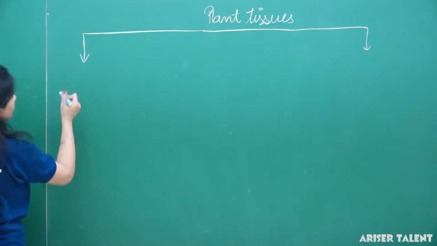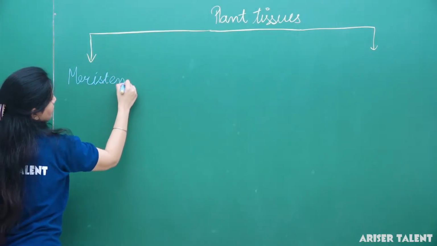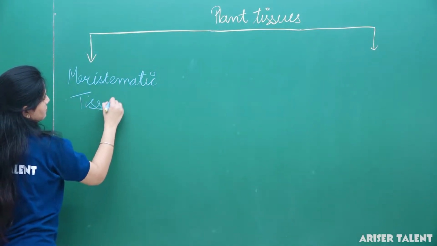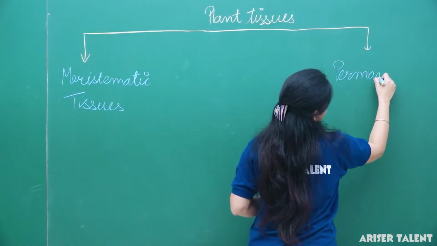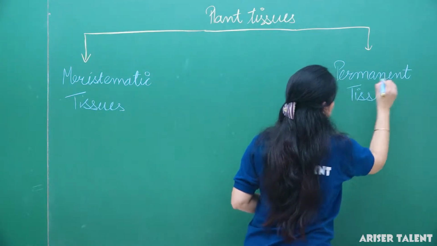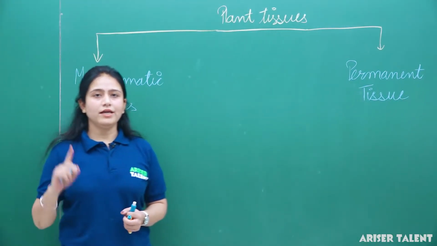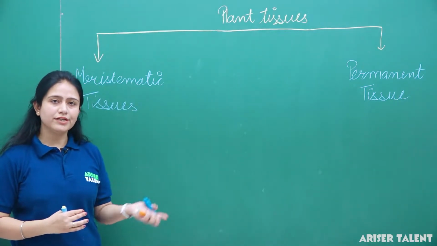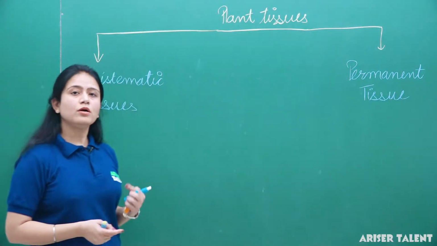They are of two types, meristematic tissues and permanent tissues. Meristematic tissues are those in which the cells divide continuously and they are responsible for growth. As we know, if the cells are dividing, they will increase in size, and if they increase in size, they will give growth to the plant or plant part.